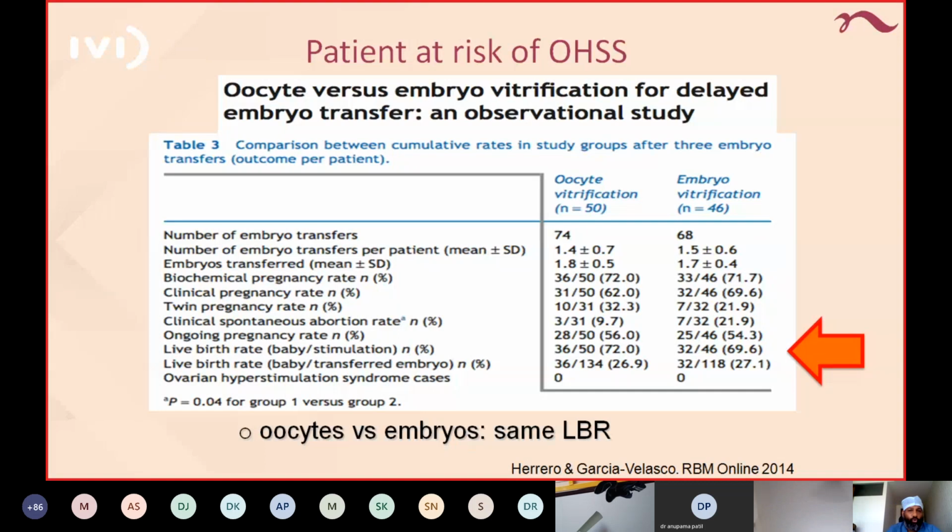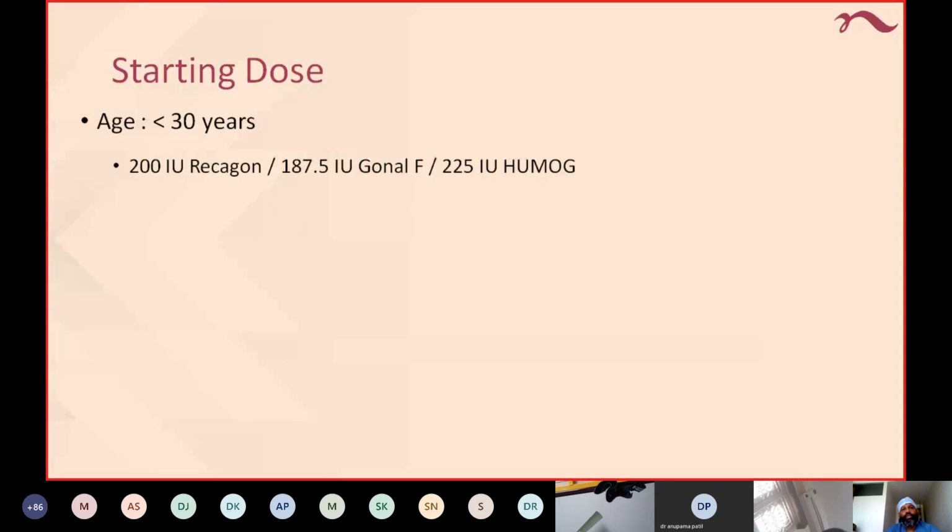So we freeze eggs alone without making an embryo also. But yes, oocyte or embryo vitrification for delayed embryo transfer is going to be almost the same. There is no difference. So what is the starting dose? What is the dose I should give? That is the first question for any IVF.